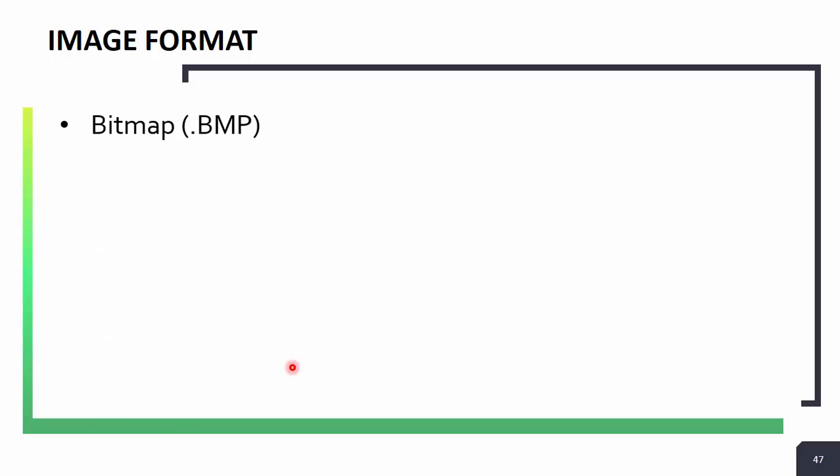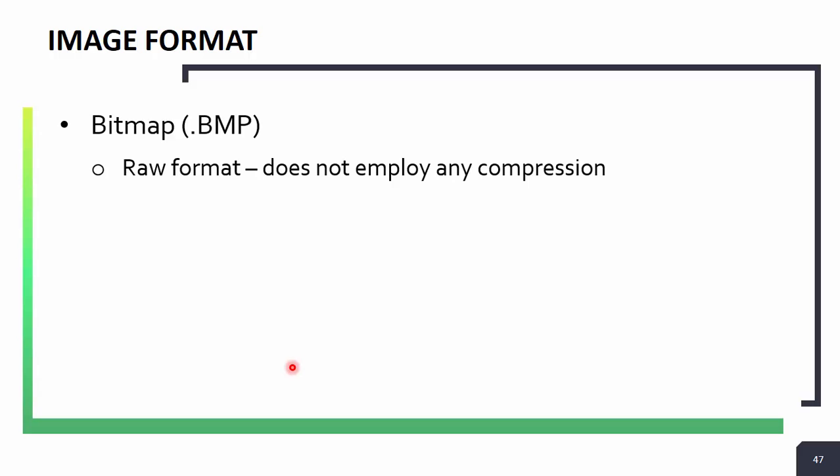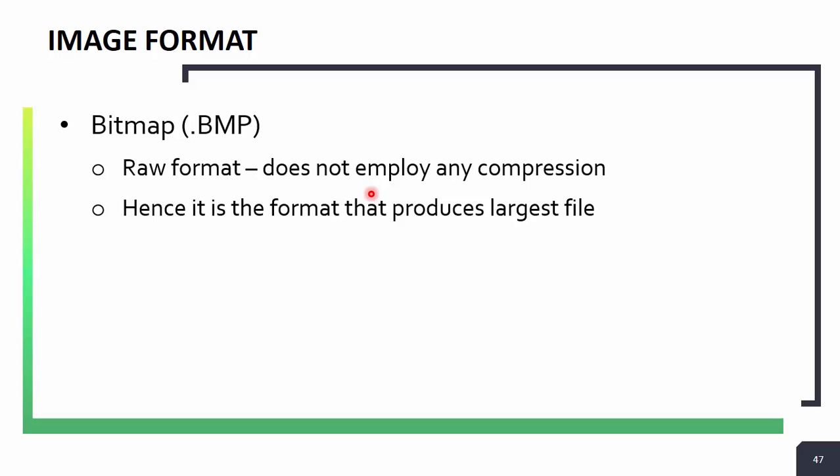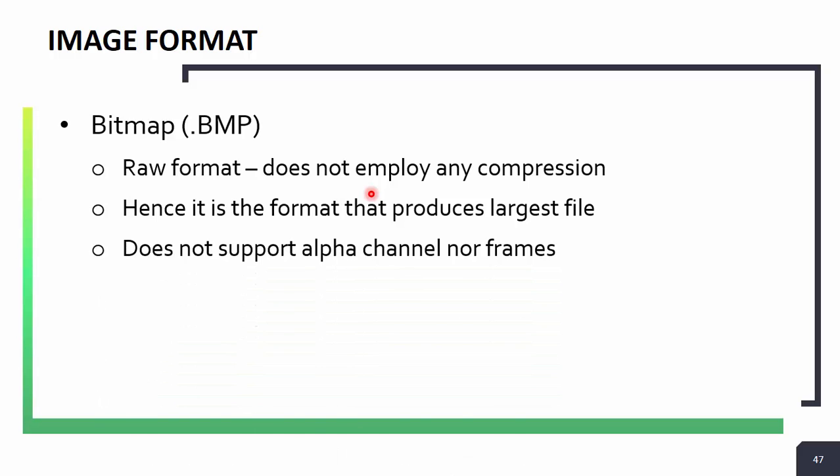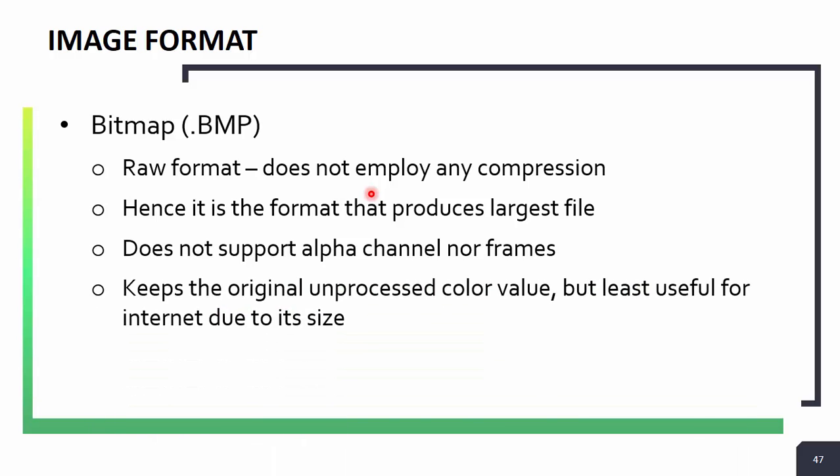Last one is bitmap. As we said just now, it is a raw format. It does not employ any compression. Hence, it is a format that produces the largest file, and does not support alpha channel or frames. It keeps the original uncompressed color values, but is least useful for the internet due to its size.